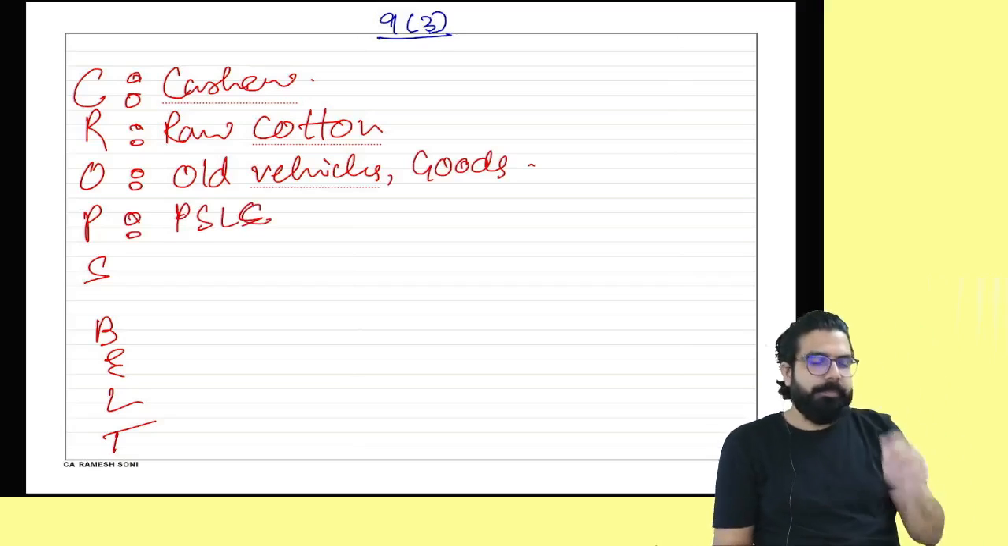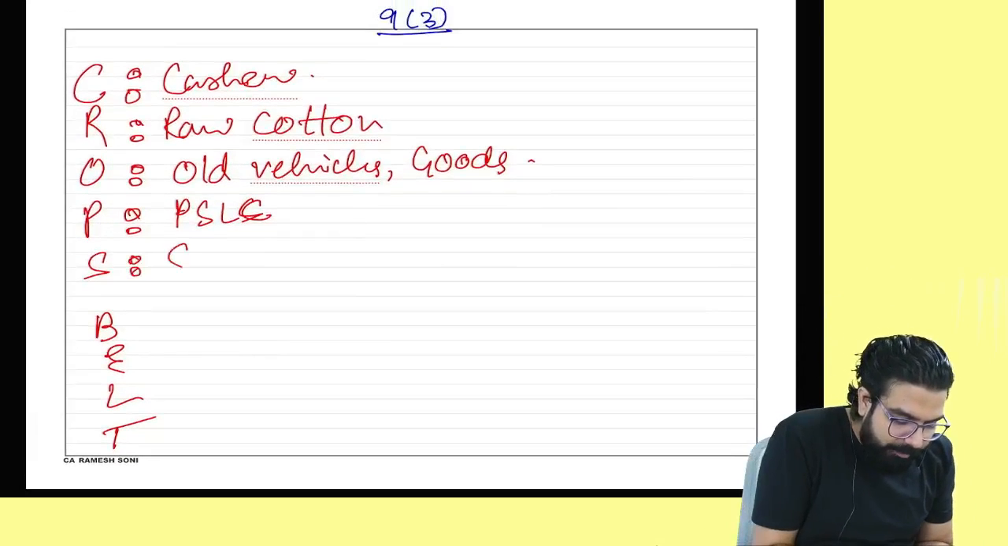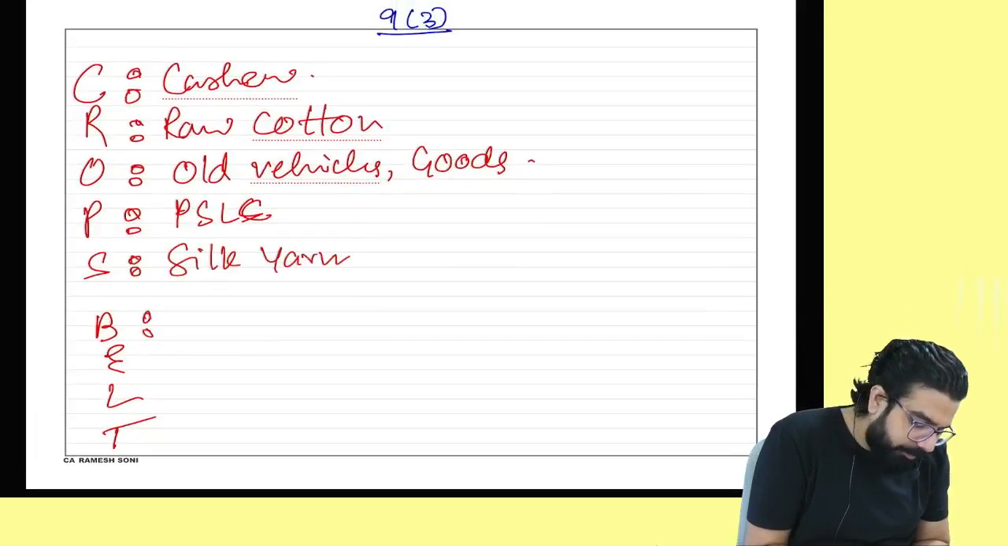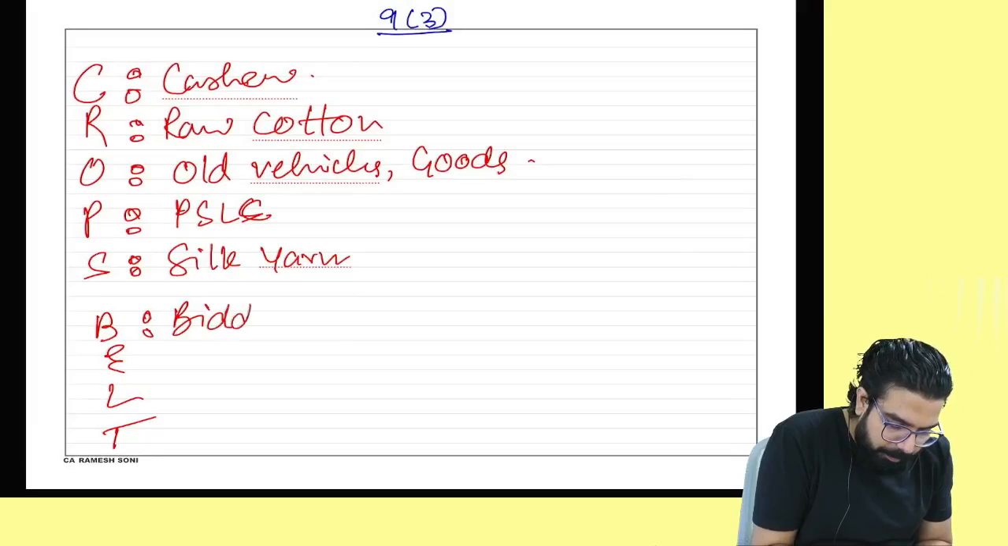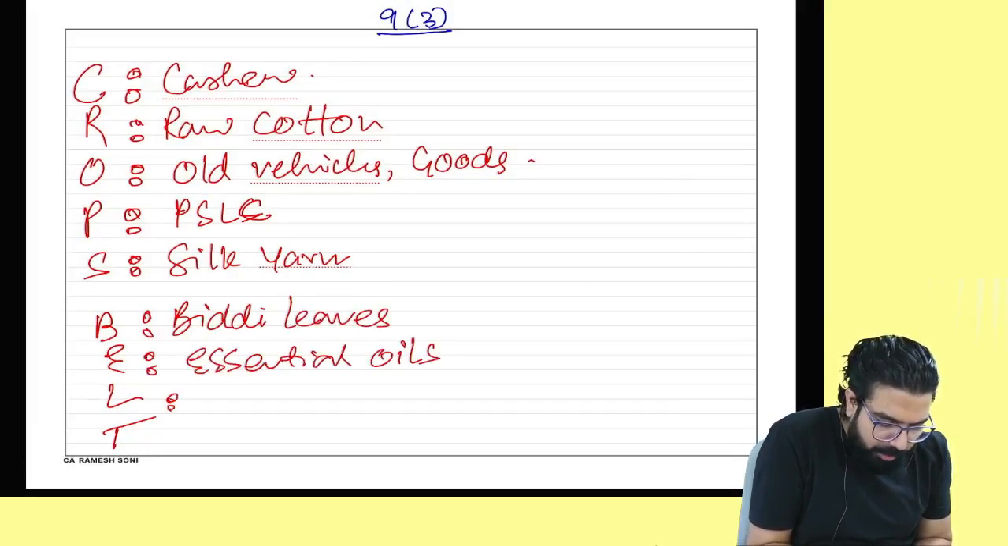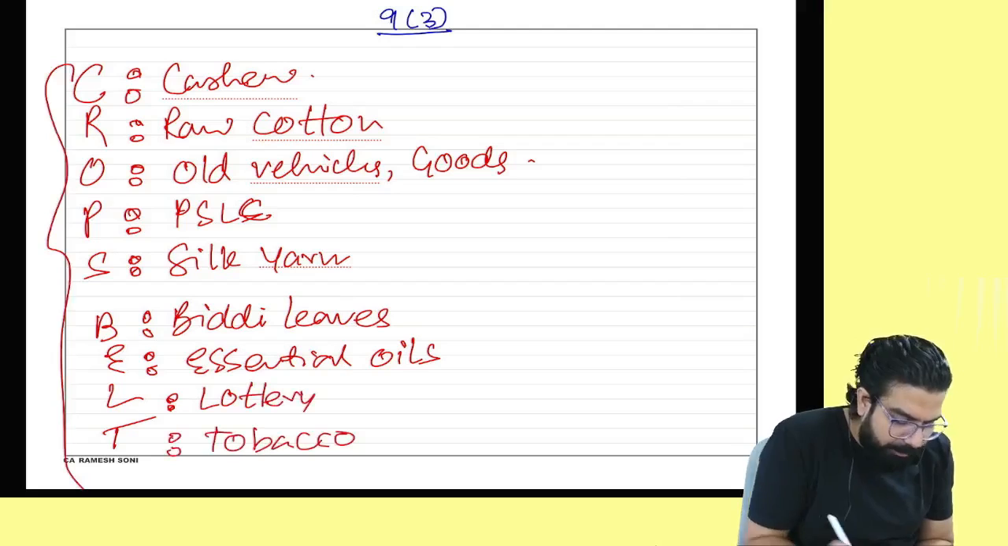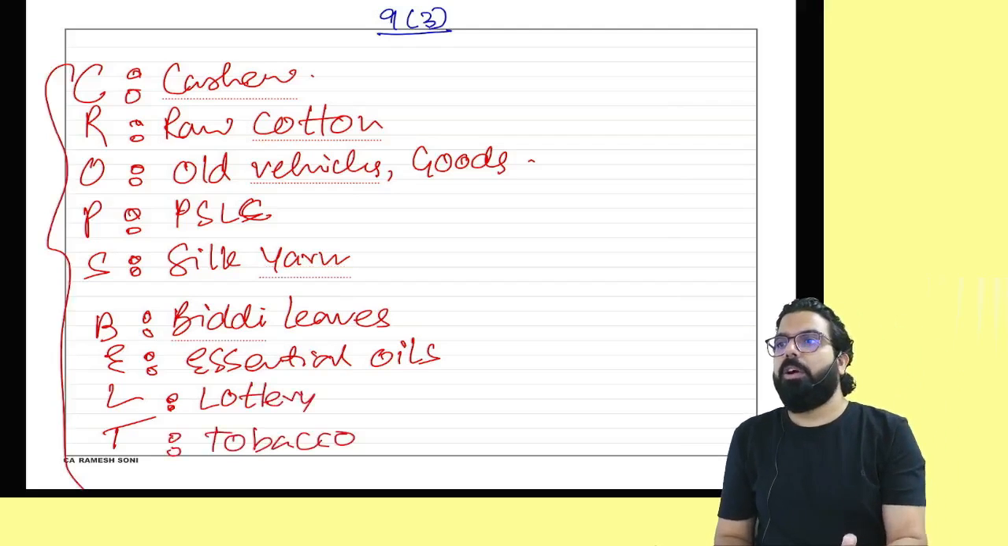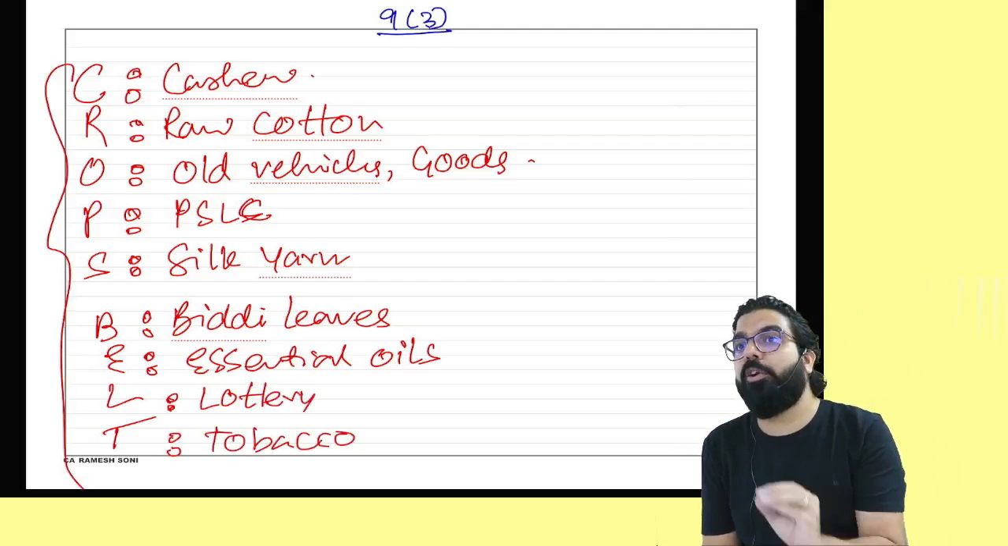Next, S for silk yarn. B for BD leaves. E for essential oils. L for lottery. T for tobacco. Congratulations, you will remember all of them. Done, everyone? What is it? Crops belt.